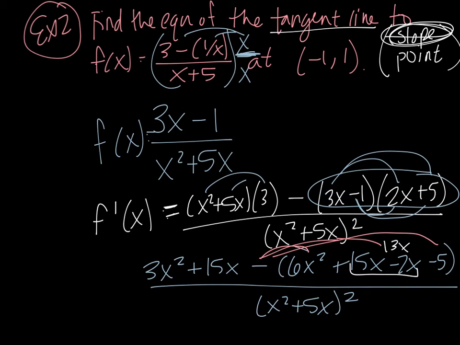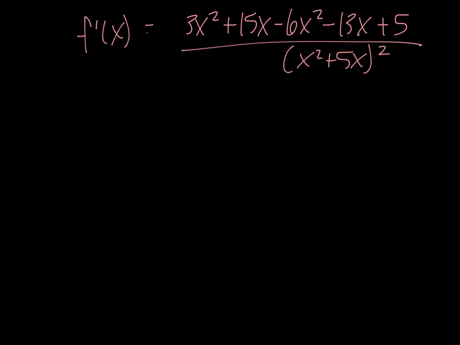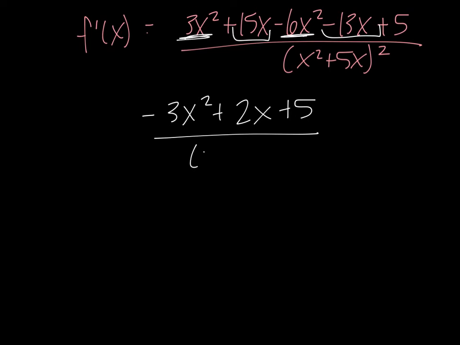I'm going to go to the next page so that we can have space to do it. Okay, I just recopied the problem, but I did distribute that negative sign all the way through. And now we need to simplify some more. Like terms. So I'm going to have a negative 3x squared, 2x, and then a plus 5. And that is all over x squared plus 5x, all squared.